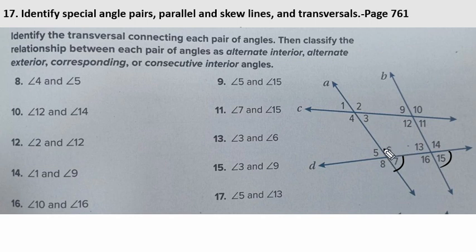Okay, what about 6 and 14? What is the name? 3 and 11. 2 and 10. 1 and 9. 4 and 12. 5 and 13. 1 and 5. 9 and 13. So this is how you need to know, right? Now let's move on to the next.